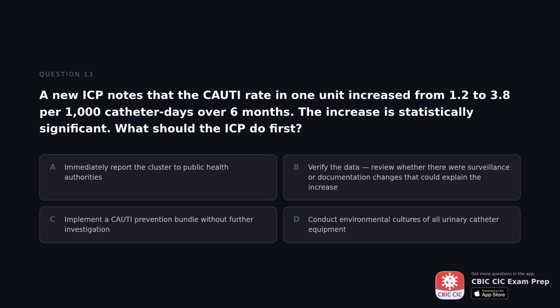A new ICP notes that the CAUTI rate in one unit increased from 1.2 to 3.8 per 1,000 catheter days over 6 months. The increase is statistically significant. What should the ICP do first? A. Immediately report the cluster to public health authorities. B. Verify the data, review whether there were surveillance or documentation changes that could explain the increase. C. Implement a CAUTI prevention bundle without further investigation. D. Conduct environmental cultures of all urinary catheter equipment.